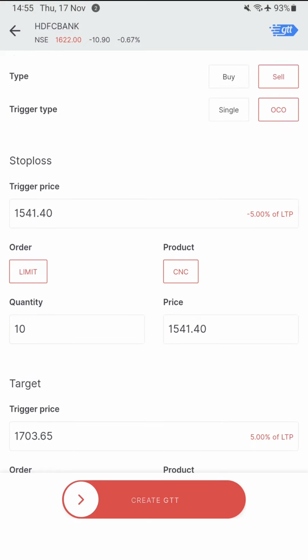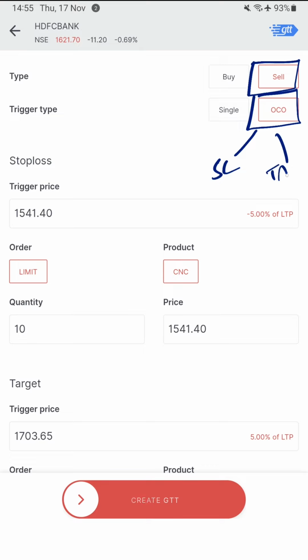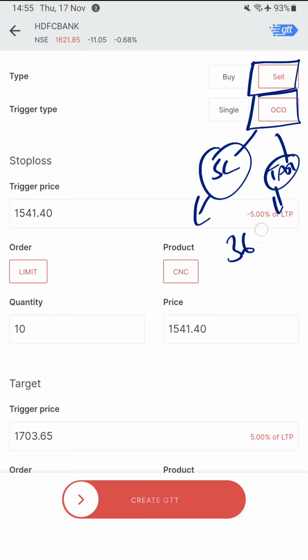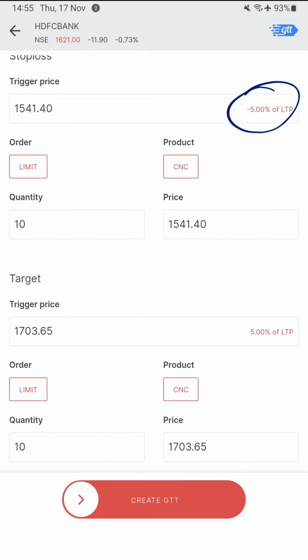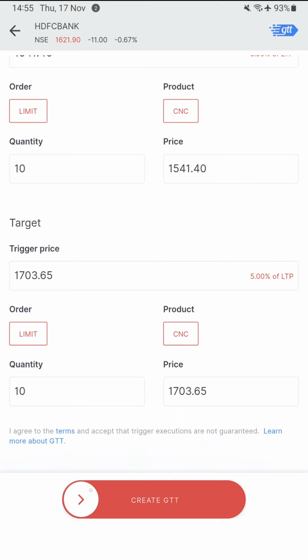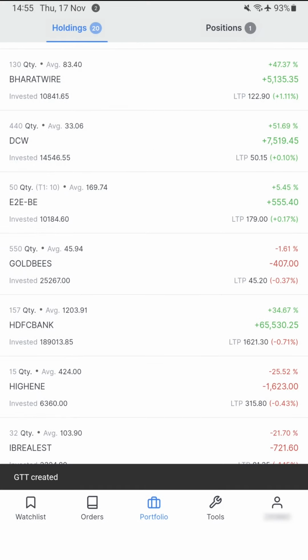So friends, to be clear, we have selected sell order, one cancels other, which lets me put a stop loss and target. Stop loss is for market going down, target is for price going up. This is valid for 365 days. So I have adjusted the pricing according to the current market price. If the price goes 5% below, I can do this. If the price goes 5% above, I can again do this trade and book my profit. Now I'm going to just create GTT by sliding this.